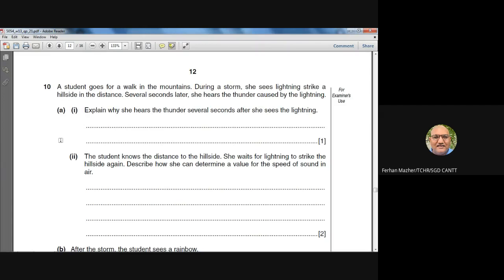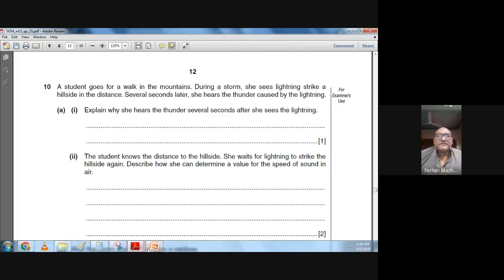But the sound's speed is very slow. Its speed is just 330 meters per second, or maybe 300 or 320 meters per second. So the sound will take time to reach him. That is the reason he sees the lightning first, and he hears the thunder after some time. The reason is that the light is traveling at a very high speed, whereas the sound is traveling at a very low speed. The speed of light in air is 3 x 10^8 meters per second, whereas the speed of sound is just 330 meters per second.